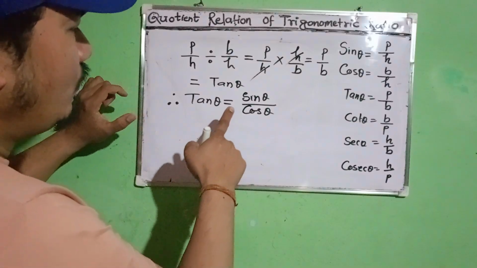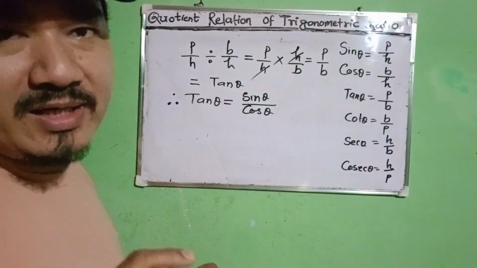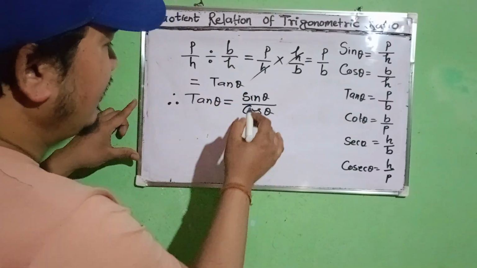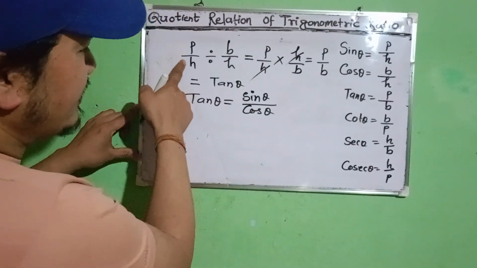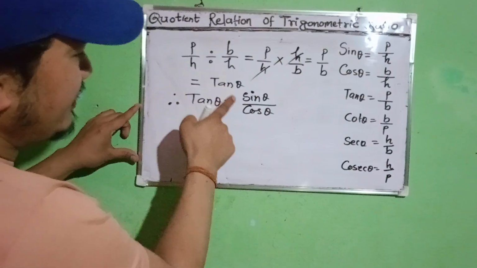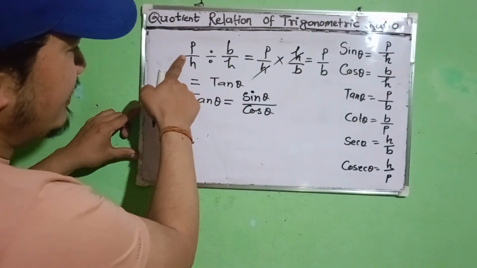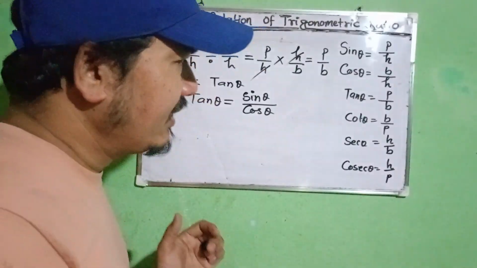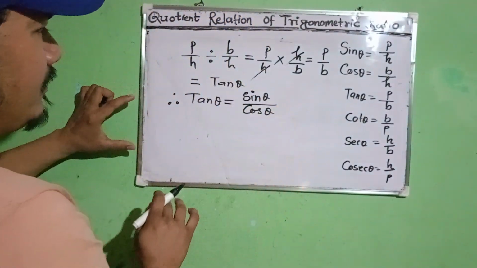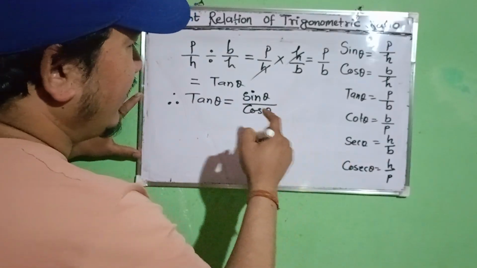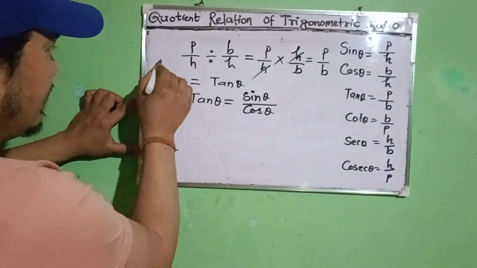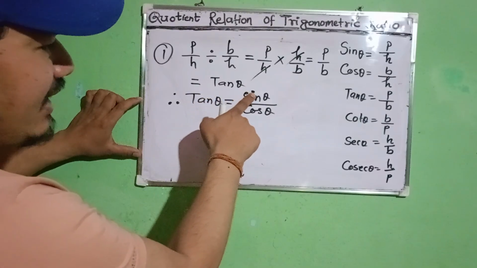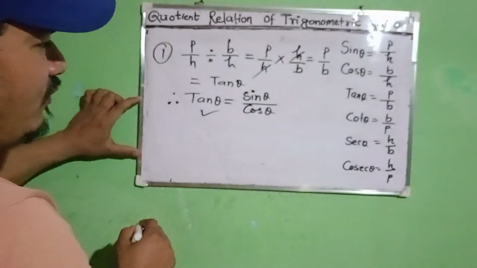We found it from this quotient relation: tan theta means sin theta by cos theta, because p by h means sin theta and b by h means cos theta. We divided sin theta by cos theta and got tan theta. This is the first quotient relation.